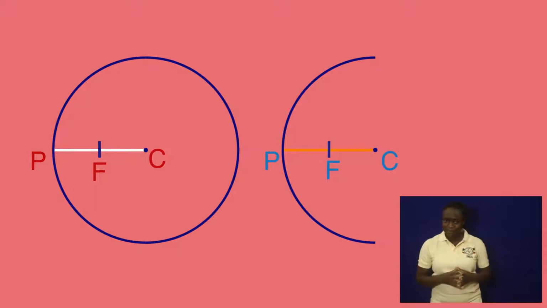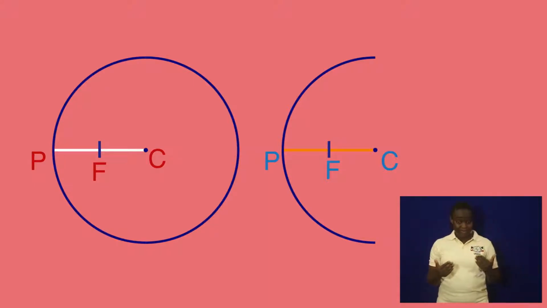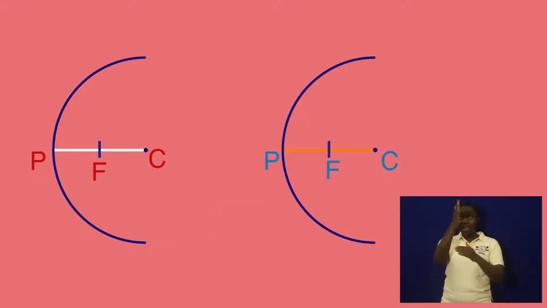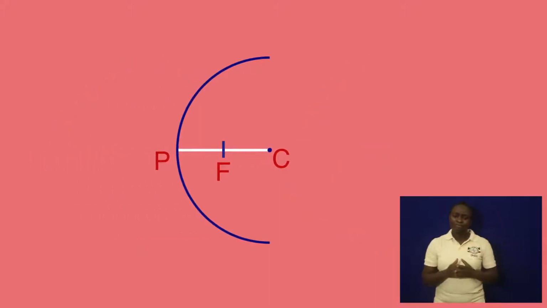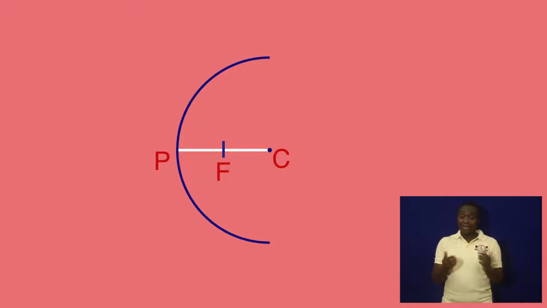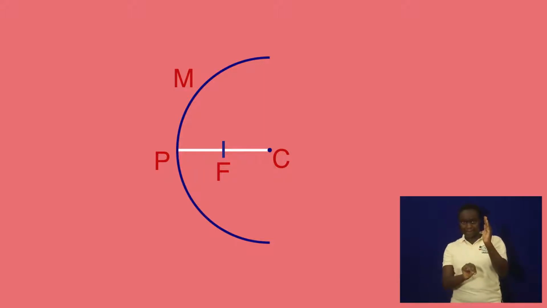Now, we can remove the other bit of the curved mirror and remain with just one half. If you drew just one half, no problem. Now, what we do is to label the remaining bit of the curved mirror as M.